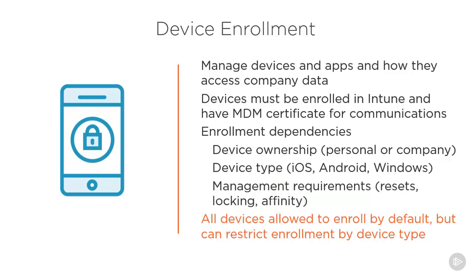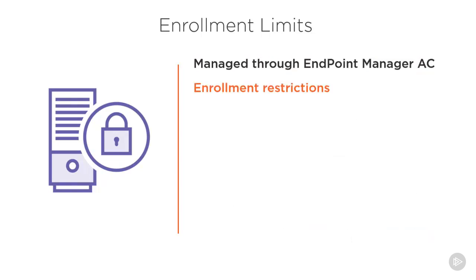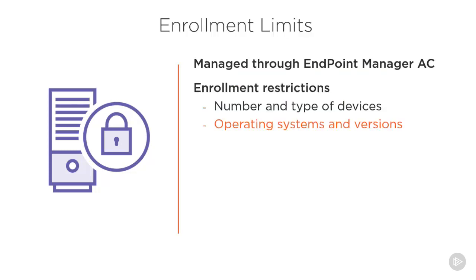Now, by default, all devices are allowed to enroll, but you can restrict enrollment by device type. Let's take a look at how we do that. It's called enrollment limits, and this is managed through the Endpoint Manager Admin Center. It allows you to specify restrictions for enrollment. This could be by number and type of devices, and another option is by operating systems and the versions, the minimum and maximum versions of an operating system.